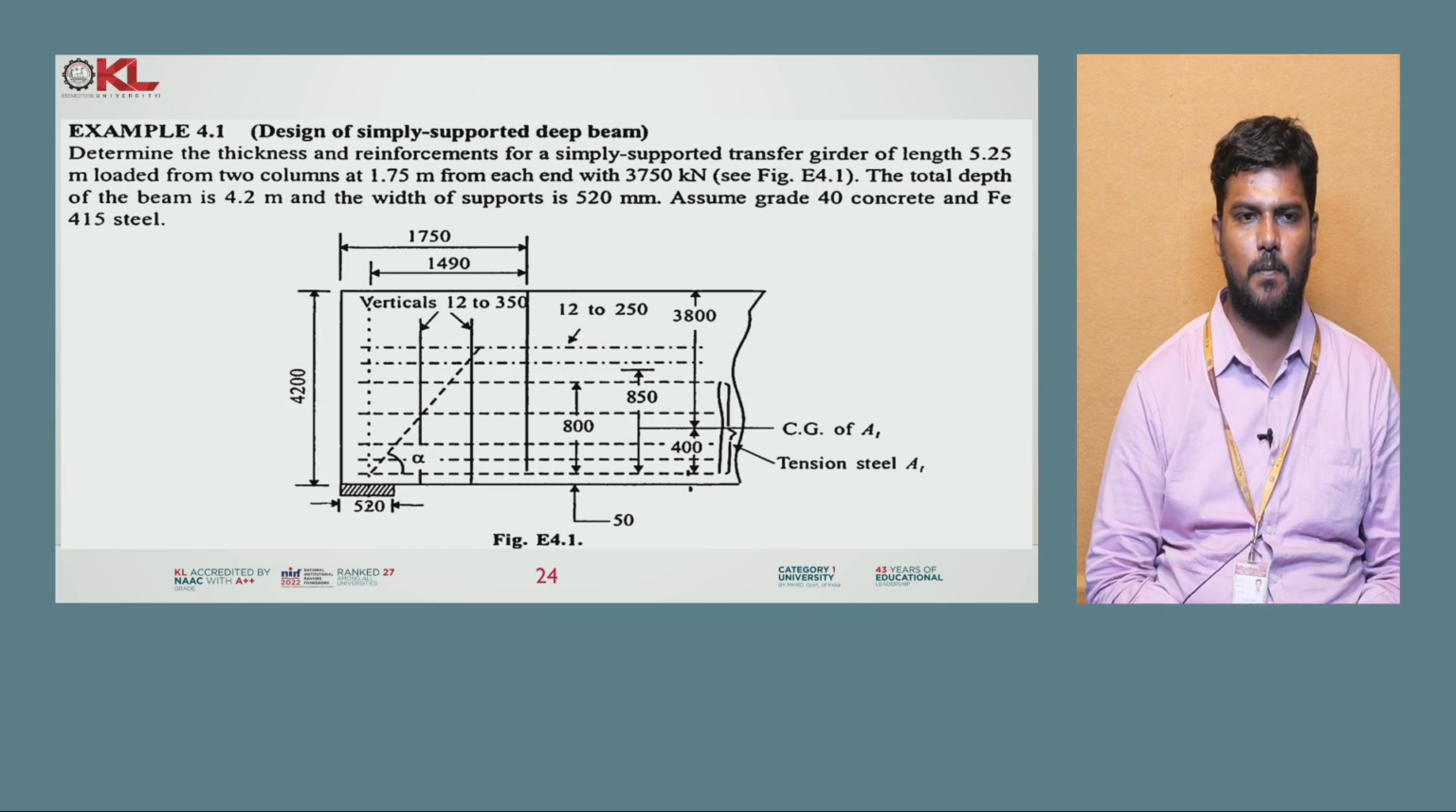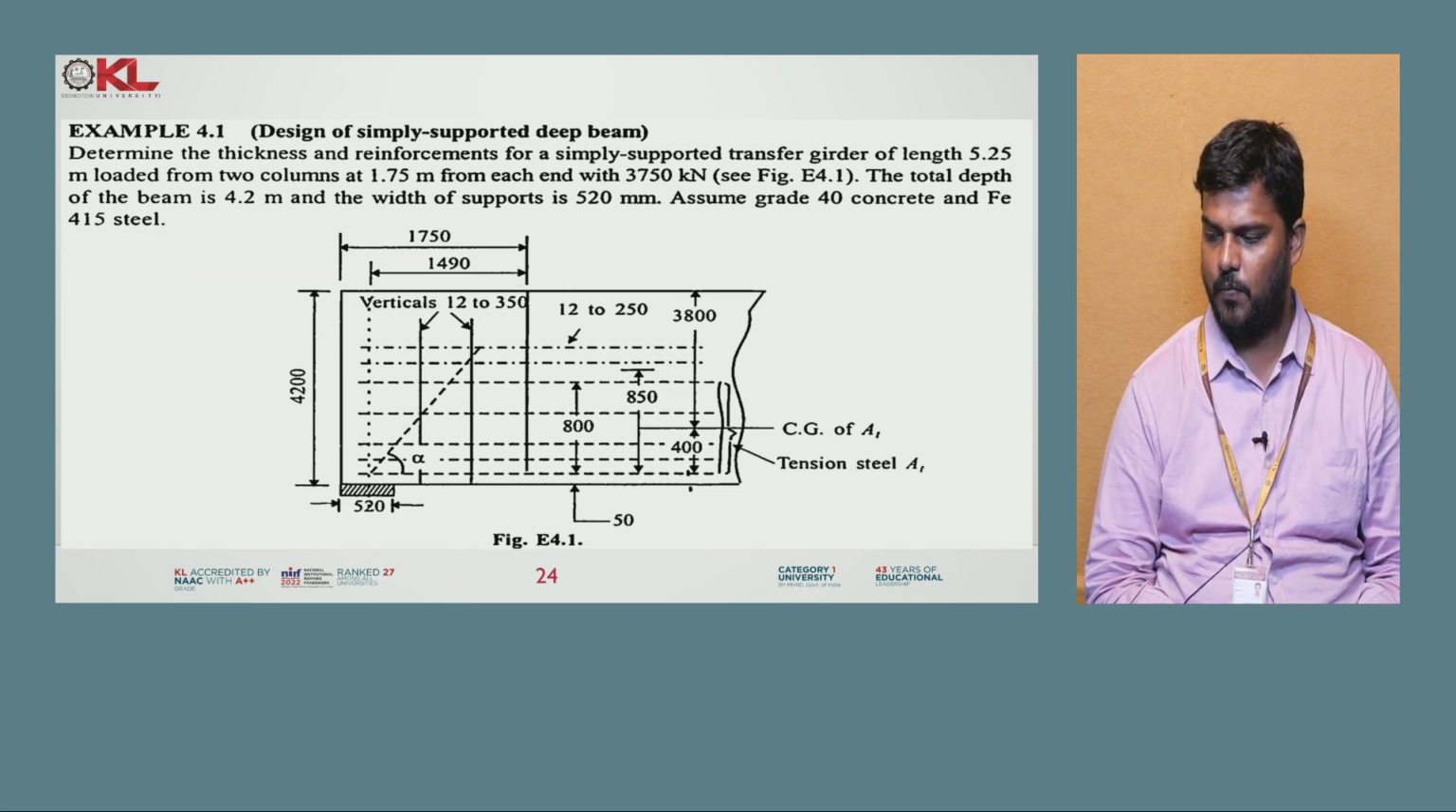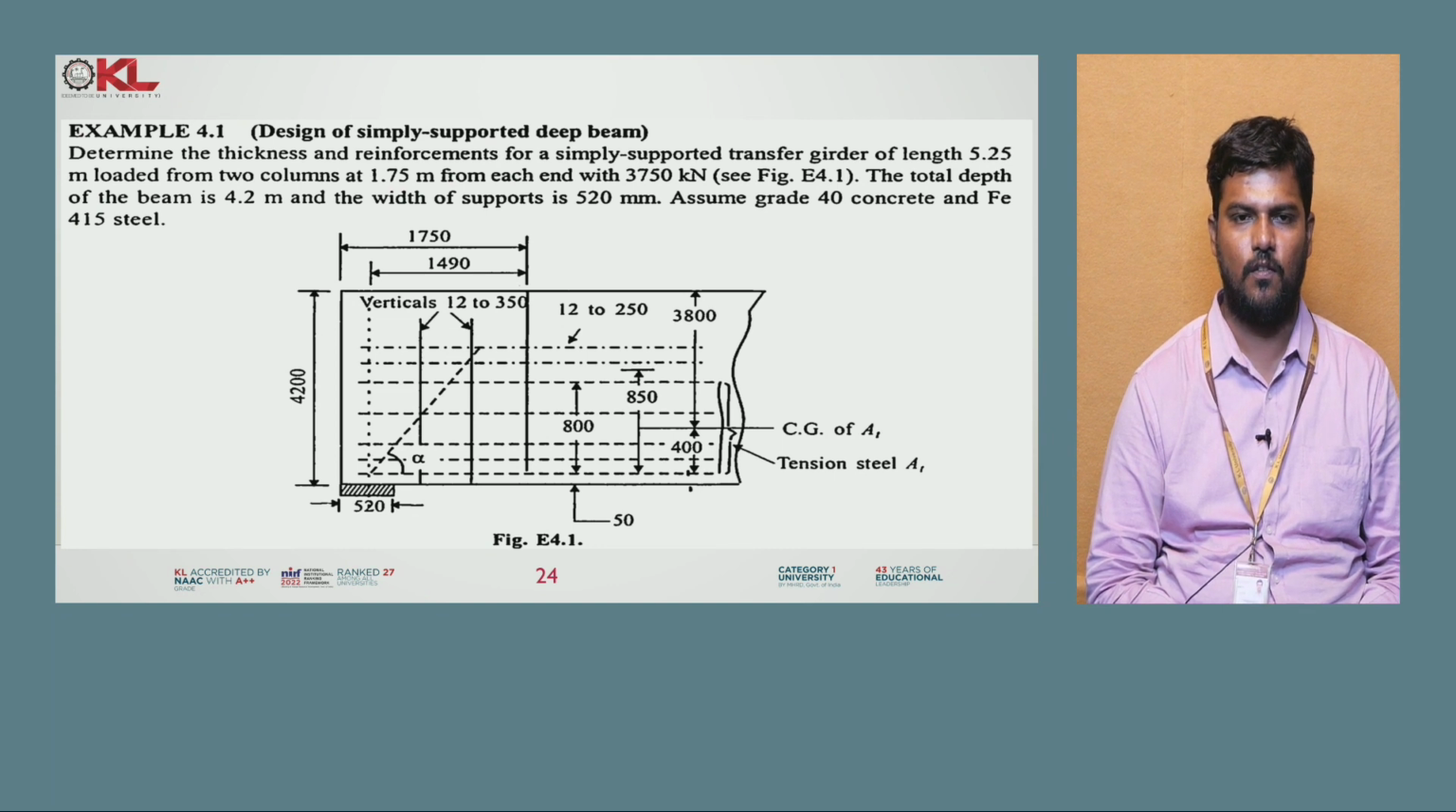So here an example problem is given. This is the actual design of a simply supported deep beam. Here you are asked to determine the thickness and reinforcement for a simply supported transfer girder of length 5.25 meter, loaded by 2 columns at 1.75 meters from each end with 3,750 kilonewton. You can see that clearly in the figure.